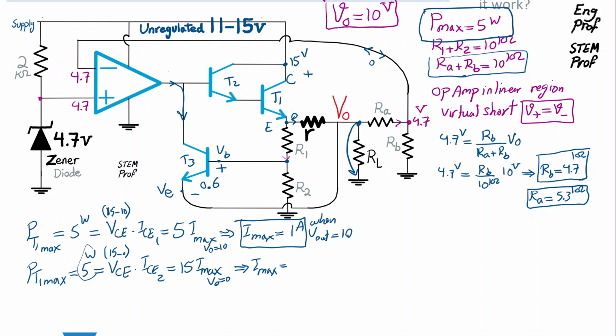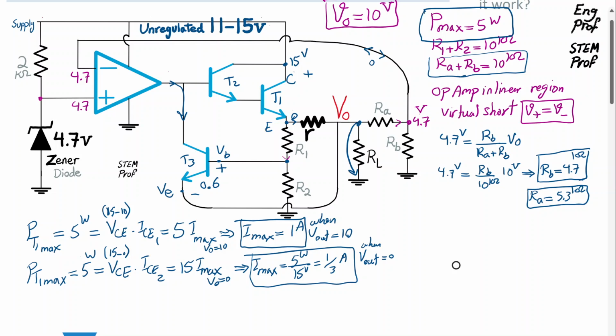Imax is 5 watt divided by 15 volt, which means Imax is 1 over 3 amp. This Imax is for when V out is shorted. Okay, so I'm going to use these two outcomes to figure out the value of these resistors, given that I already know that the R1 plus R2 is limited to 10K desired.